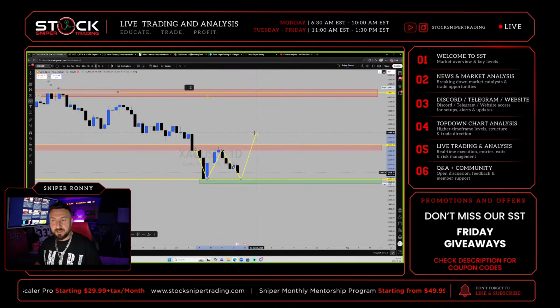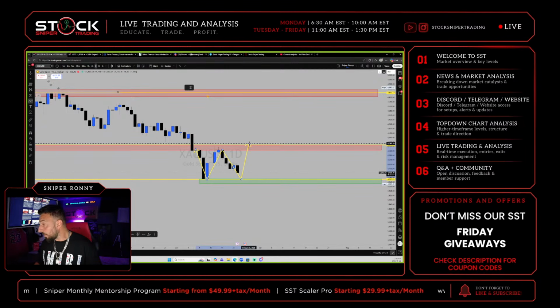It could break on an impulse and get rejected with a wick coming down, close below, and then drop again. It could break on an impulse and close above. Then we're looking to flip the red zone green, retest it, and drive back up. So there are multiple options that can happen up there, but we're not there yet. We need to worry about these options down here.